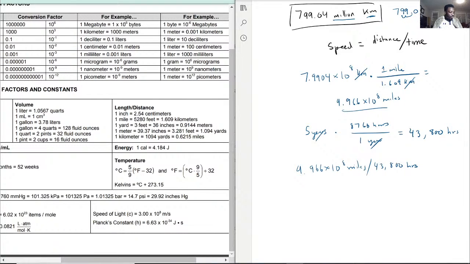All right, so we have 1.1338. I'm just going to round it there, and then we'll discuss significant digits after, but I just want to get a number real quick. Times 10 to the 4 miles per hour. And now back to the original question.